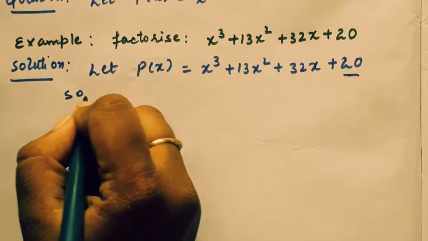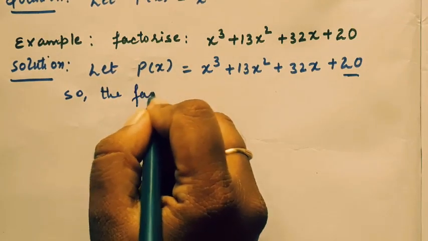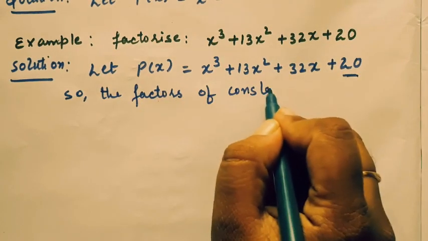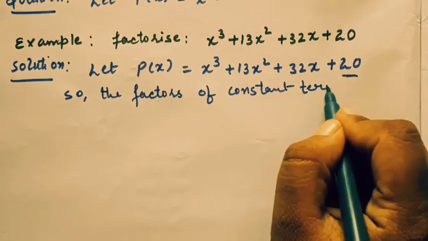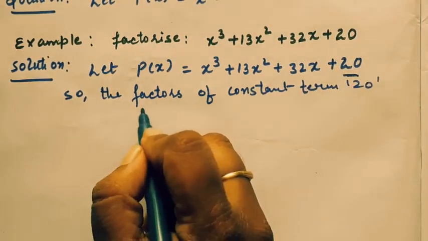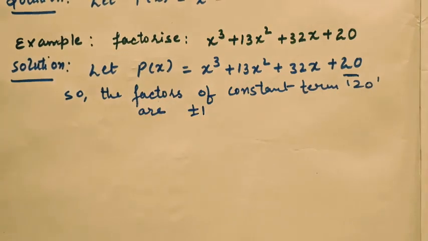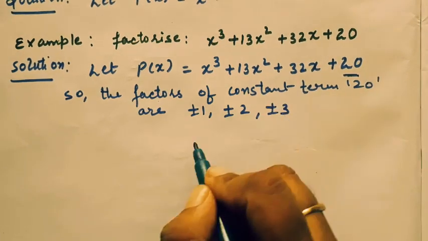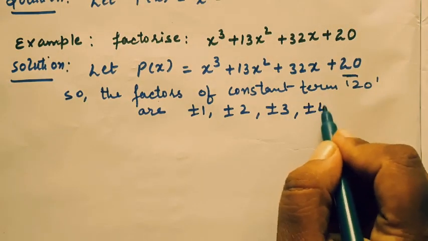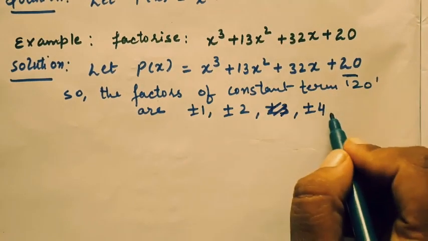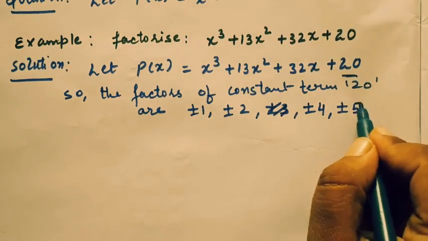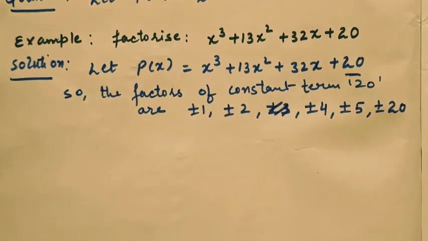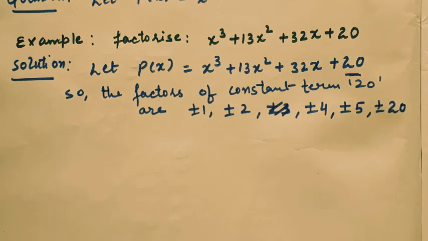The factors of the constant term, that is 20, are plus minus 1, plus minus 2, plus minus 4, plus minus 5, and plus minus 20. These are the factors of the constant term 20.